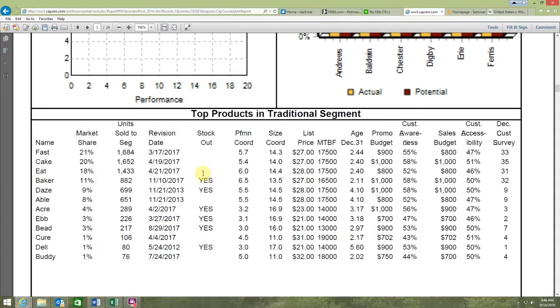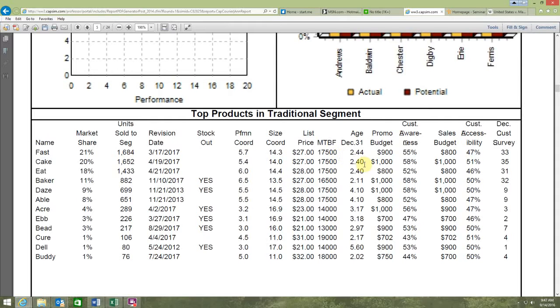Okay, top products, and I like to go through these and try to get an idea why a product sold well or why it didn't sell well, what types of things might have had an impact. Sometimes it's tough. Here we got Fast with a 21% market share, Cake with a 20% market share. They sold almost the same, right? Neither one of them stocked out. Okay, Fast probably had a little better coordinates. I don't know. It improved the performance, but its size stayed bigger, so I wouldn't know that that's better. Probably about the same. Price was the same.